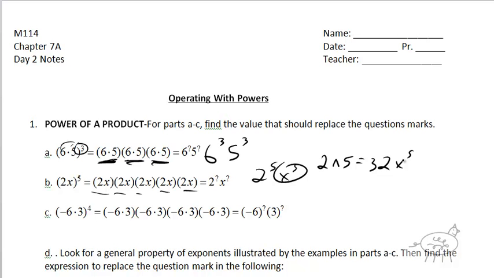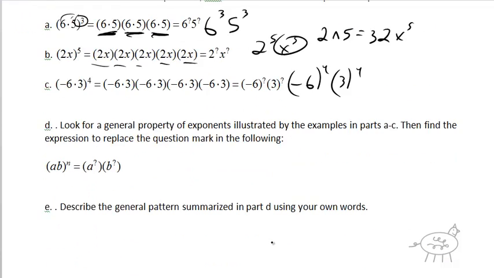Okay, so negative 6 times 3, again it's negative 6 times 3, negative 6 times 3, do that 4 times, so it's negative 6 to the 4th power and 3 to the 4th power.